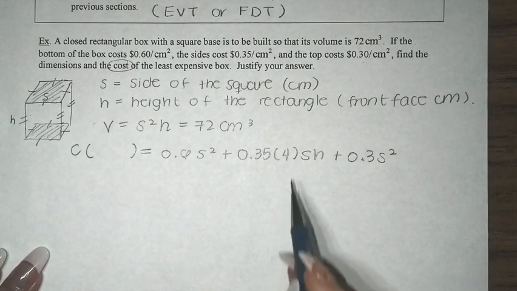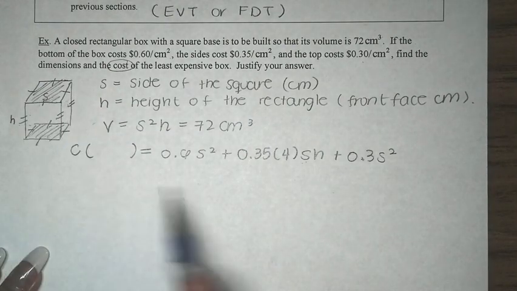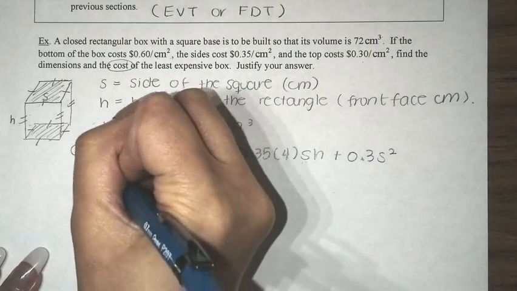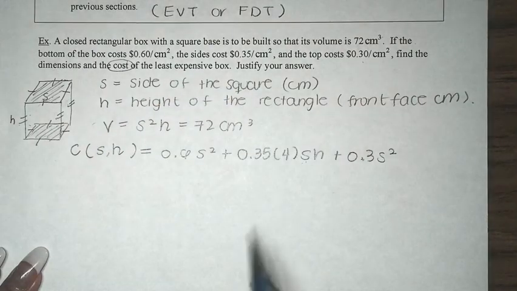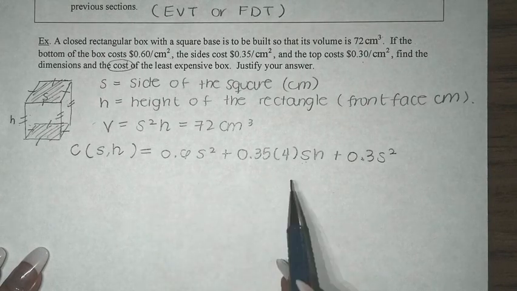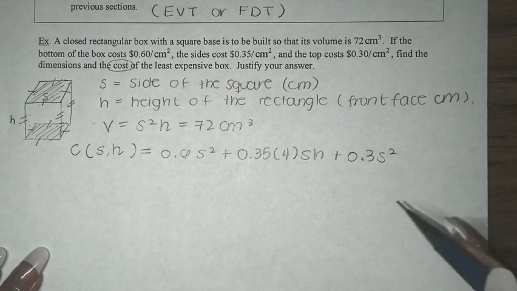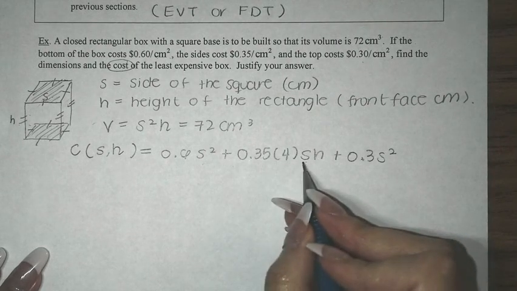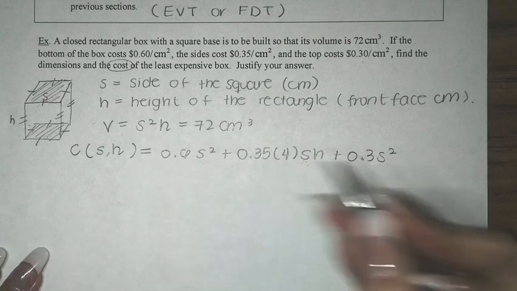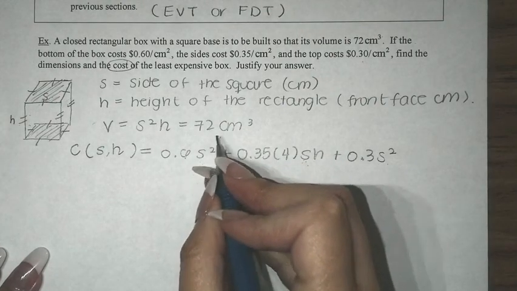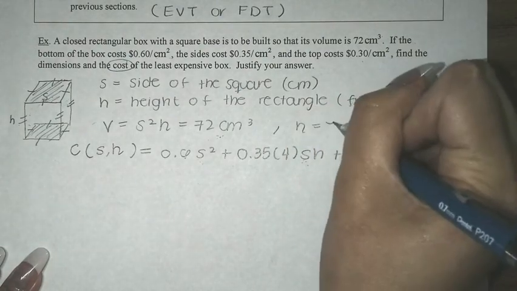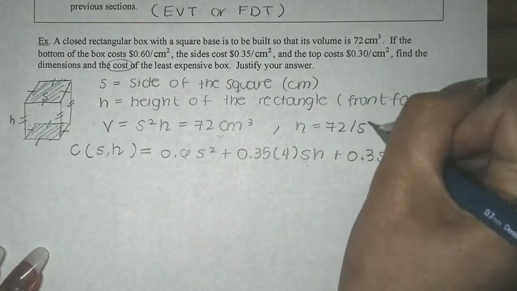So the only rectangles that you have are the four that you have over here. So this equation that you have over here is in terms of S and H, because you have an H here. So I would like this cost equation to have only one variable. Since I have a lot of S here, I'm going to convert the H in terms of S. Where? From here, the secondary equation. That's why I'm going to use this equation. So from that, you have that H is going to be equal to 72 divided by S squared.